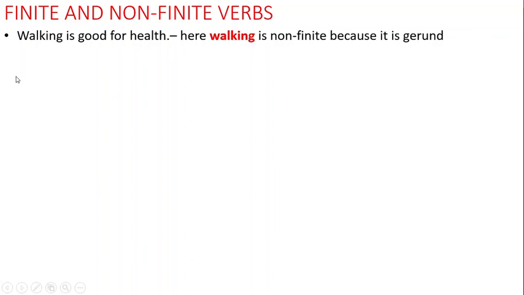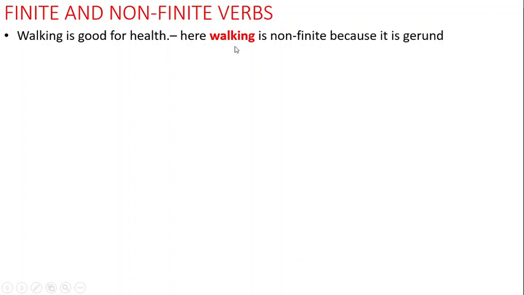Finite and non-finite verbs. One more example. Walking is good for health. Here walking is in the subject part and works as a subject, so it is not a present participle. It is an ing form that comes in the subject part, so it is a gerund. We can say gerund. So in this sentence, walking is non-finite because it is a gerund. It is not a present participle.